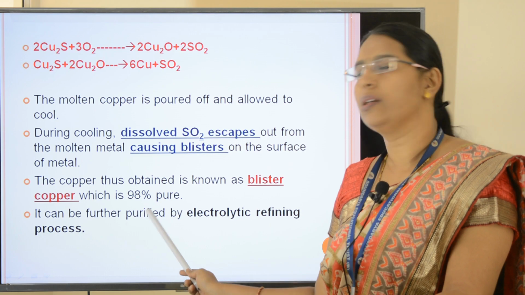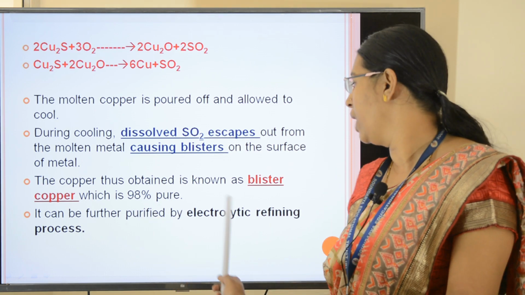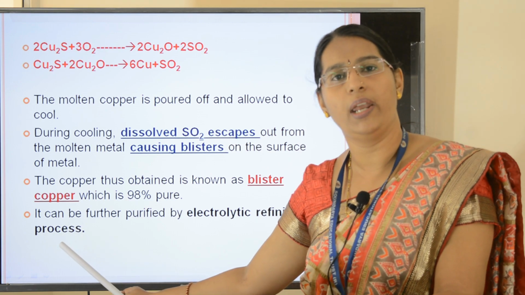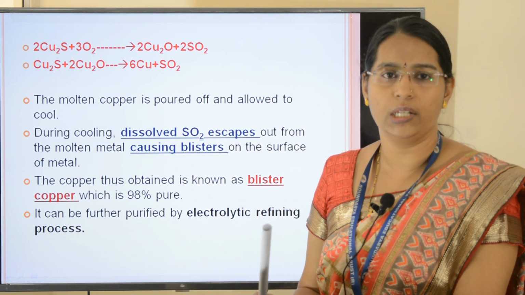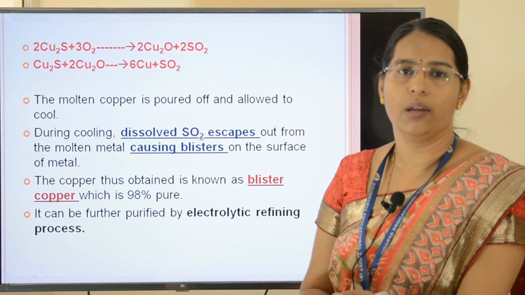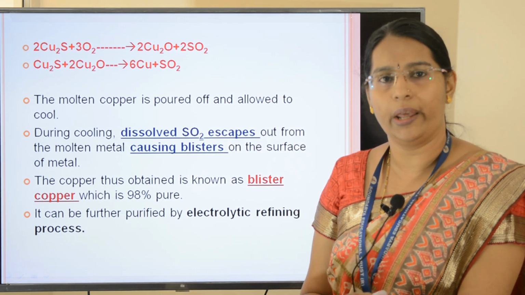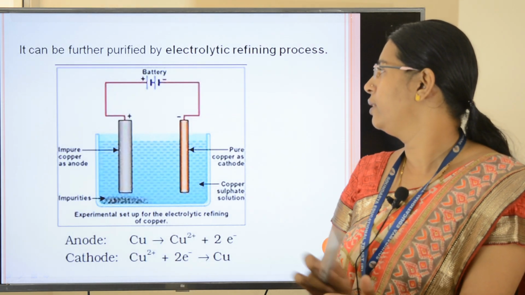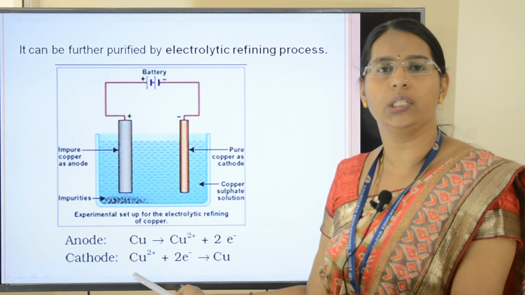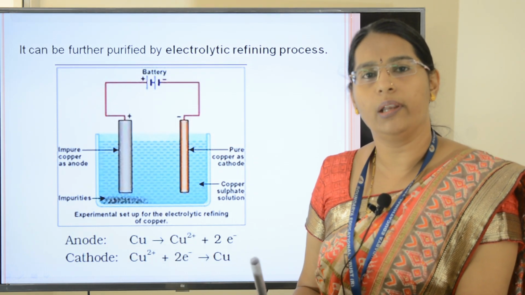Last step is its purification. It can be refined or purified by electrolytic refining process. The purification is done by electrolytic refining process. We have already discussed about the electrolytic refining. Again, let us in brief see the diagram and the reaction taking place in the electrolytic refining.